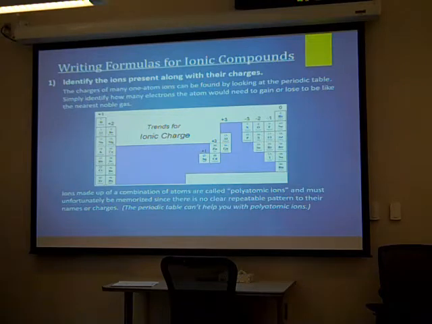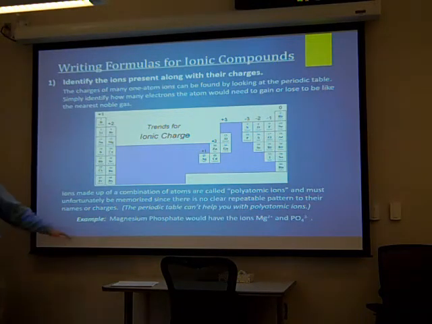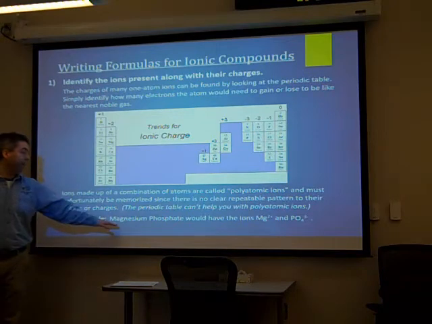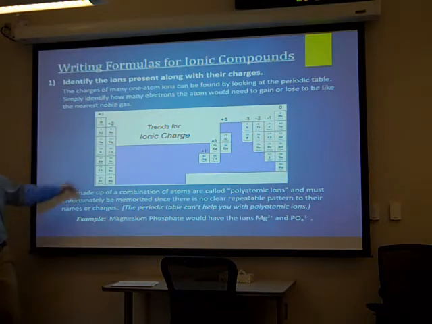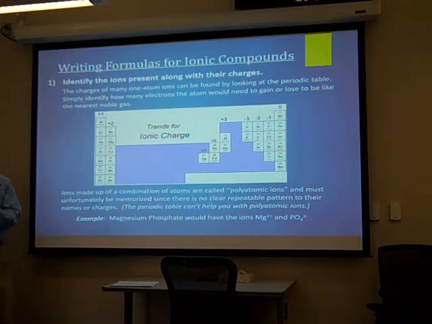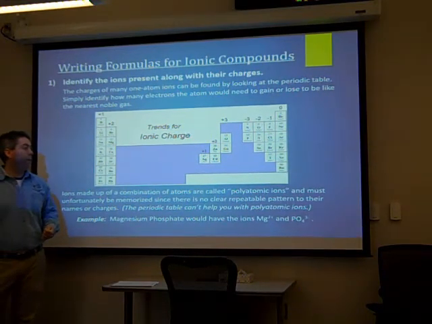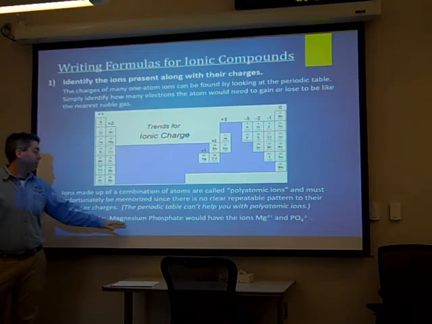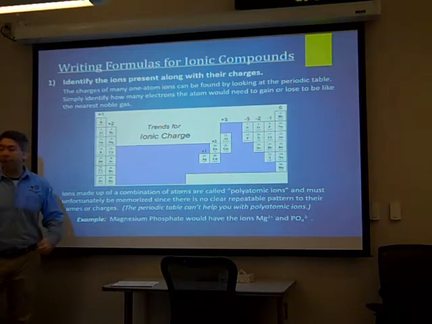All right, second step. Let's say, for example, if you're looking for the ions, if you have magnesium phosphate, magnesium here is a +2 charge. Phosphate, one of the polyatomic ions I just showed you, is a -3 charge. So as soon as you get the name, you want to identify the ions.